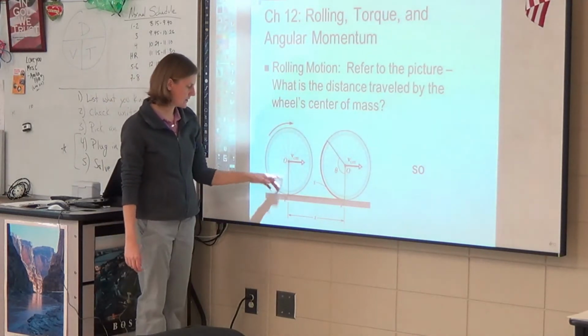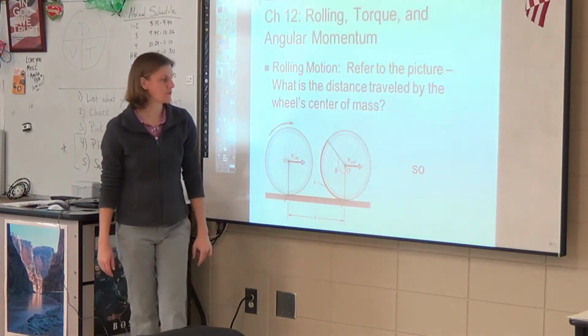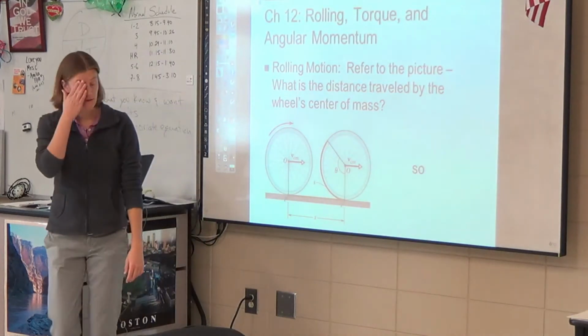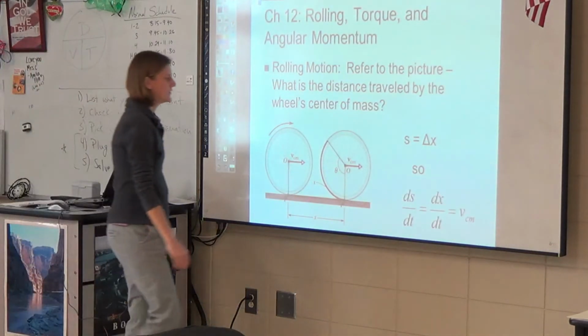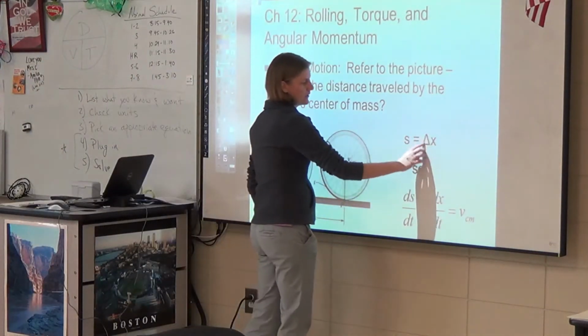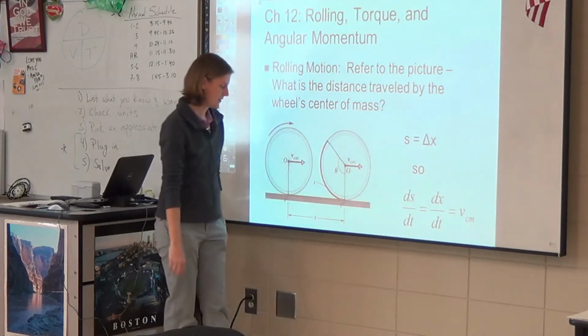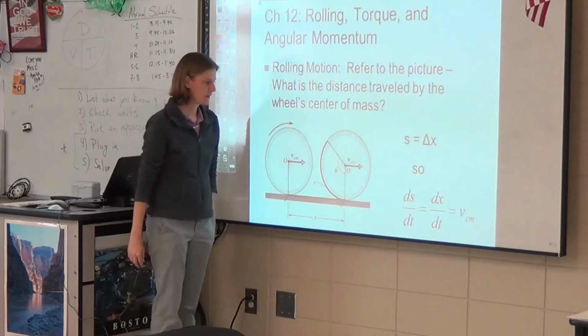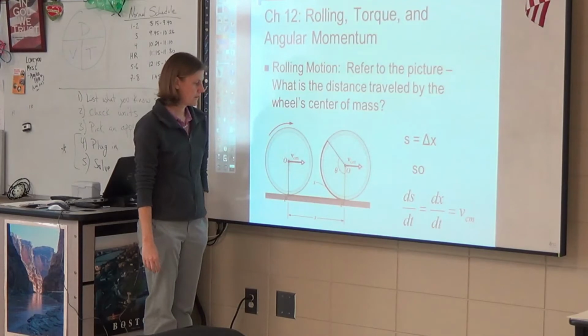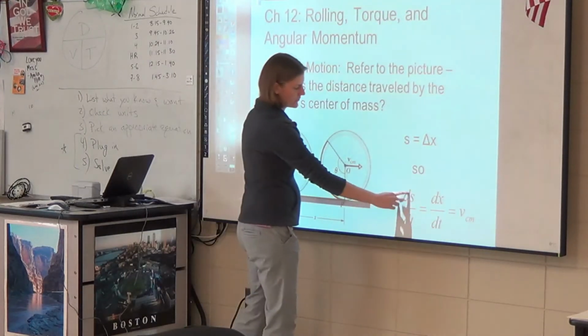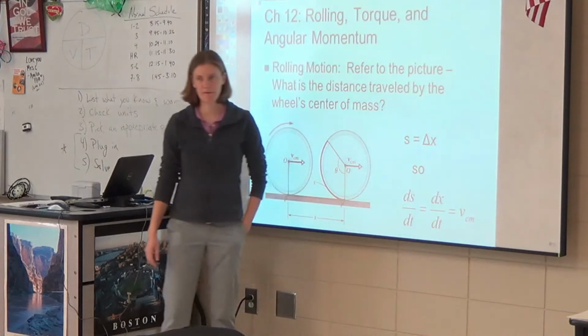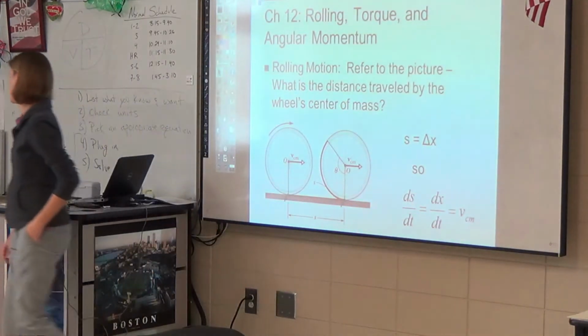What is the distance, according to this picture, traveled by the wheel's center of mass? S. So our displacement would simply be S, according to this picture. And if we divide that by time, or take the derivative with respect to time, that would be the velocity of the center of mass.